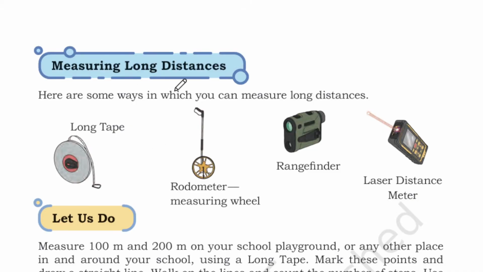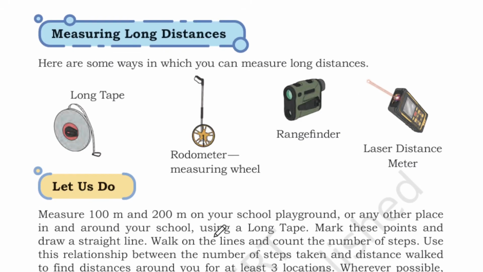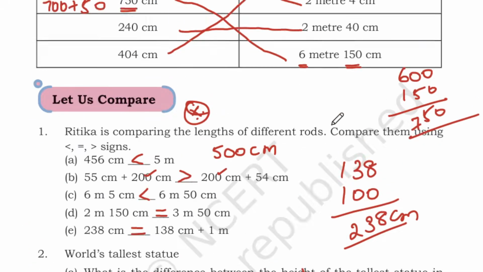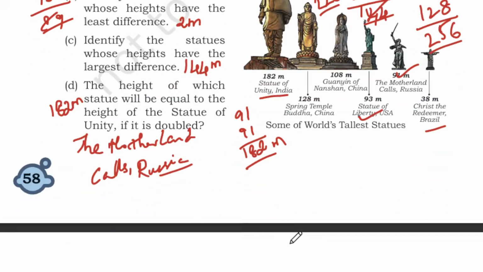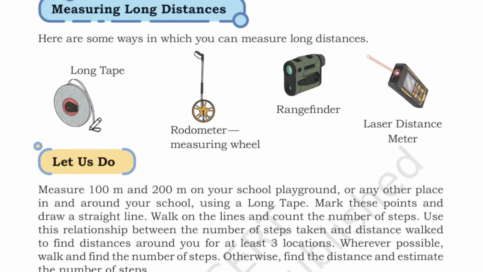So here are some ways in which you can measure long distances. We have a long tape, odometer measuring wheels, range finder, and laser distance meter. These are the few items we use to measure long distances. For short distances, we will use millimeters and centimeters, and we use a scale, right? Sometimes for tapes also we have short tapes, centimeter tapes, but this tape is a long tape, and we have odometer measuring wheel, range finder and laser distance meter.